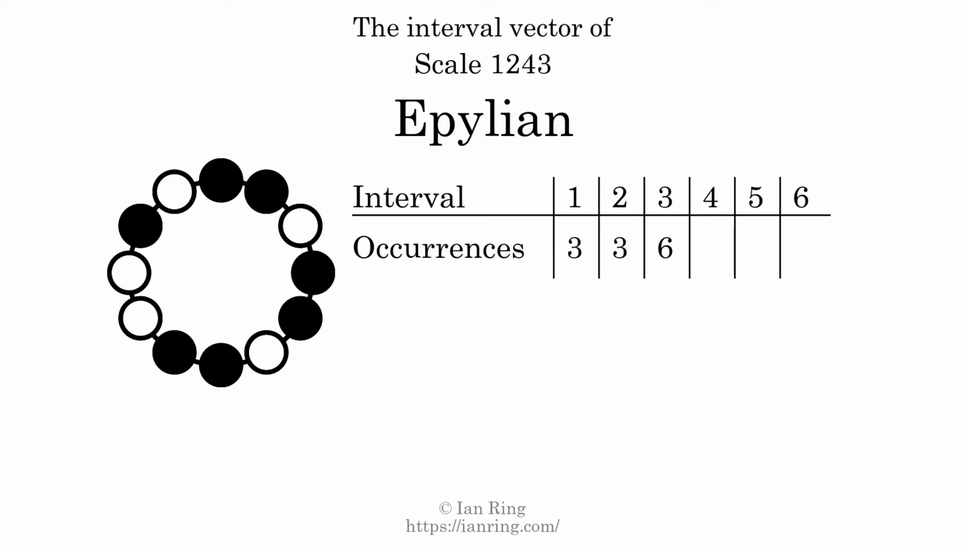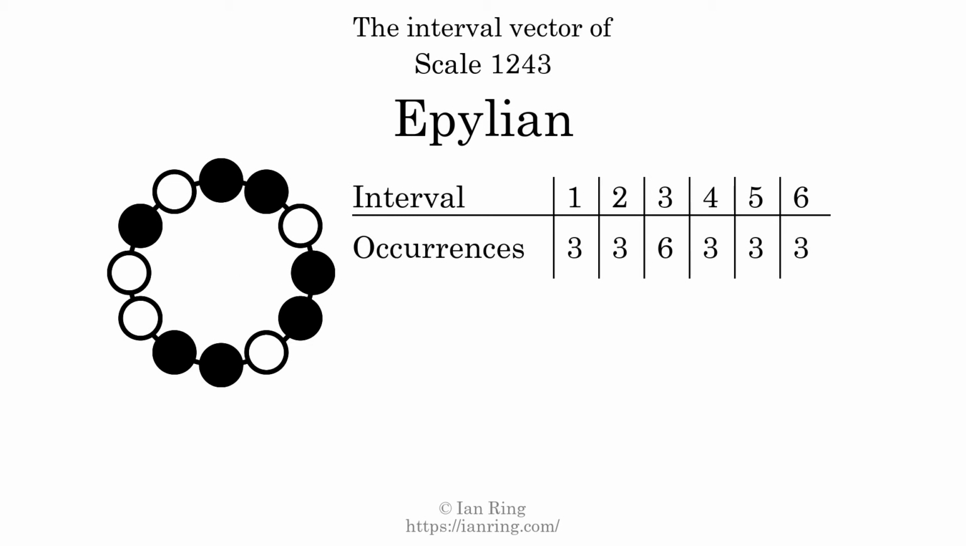There are 6 intervals with the size of 3 semitones. They are here, here, here, here, here, and here. There are 3 intervals with the size of 4 semitones. They are here, here, and here. There are 3 intervals with the size of 5 semitones. They are here, here, and here.